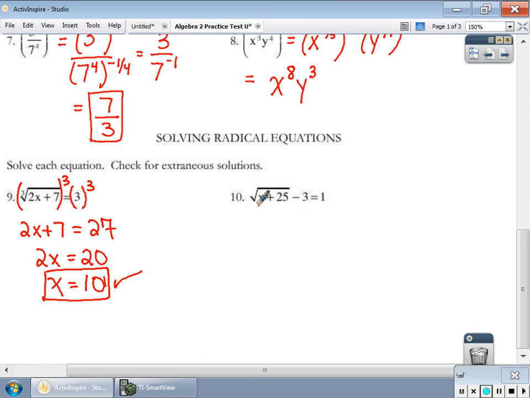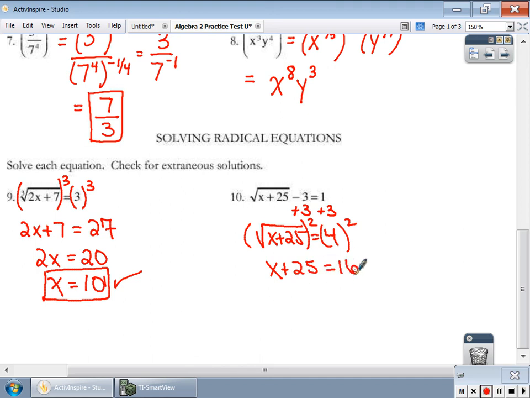For number 10, we have the square root of x plus 25 minus 3 is equal to 1. We are going to add 3 to both sides. We're going to have the square root of x plus 25 is equal to 4. We're now ready to square both sides. We get x plus 25 is equal to 16. Now we're going to subtract 25 from both sides. X is equal to negative 9.